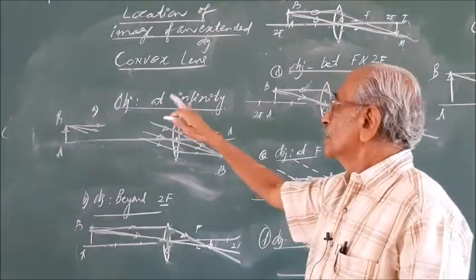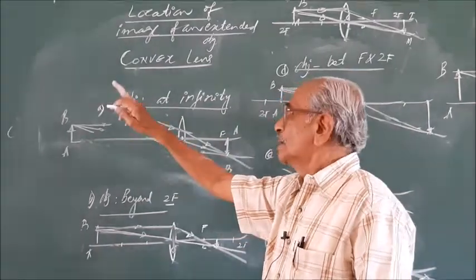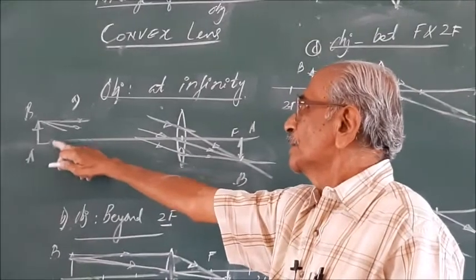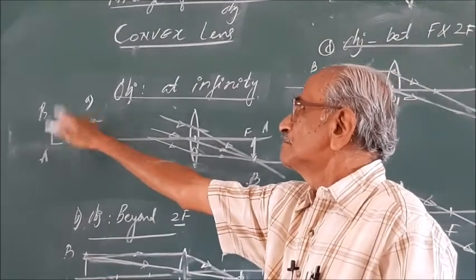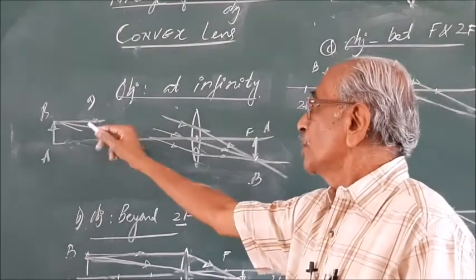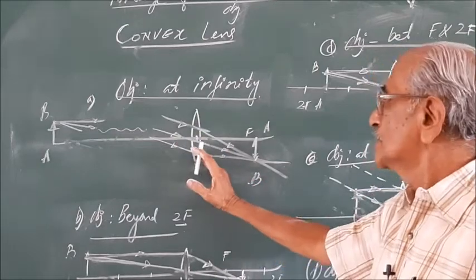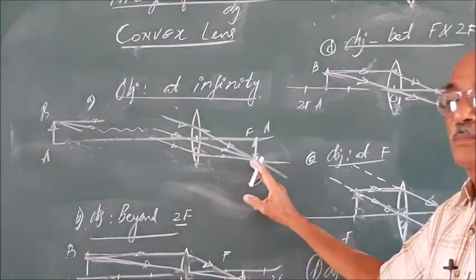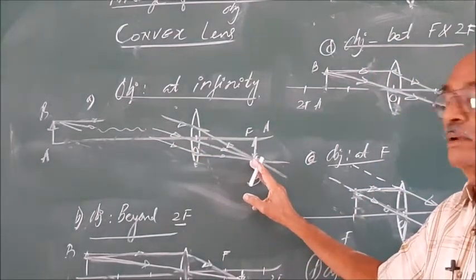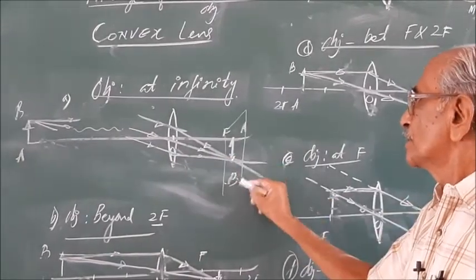For example, if the object is at a very great distance, infinite distance, placed at right angles, let's suppose, the rays from the topmost point, traveling a long distance, become parallel. By the time they reach the lens, they will converge at a point just below the principal focus in the so-called focal plane.